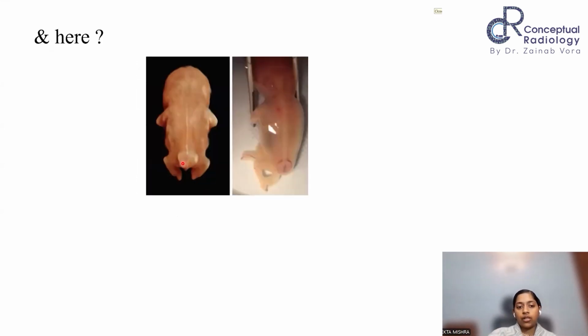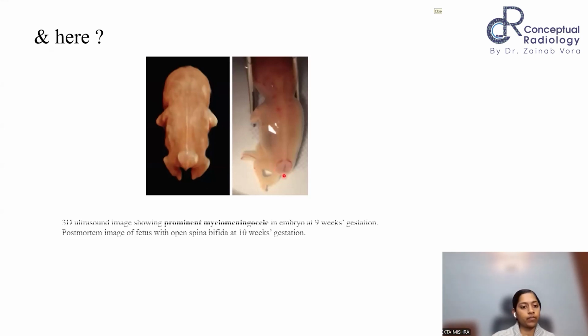Now, a 3D image and post-mortem specimen. This is myelomeningocele, NTDs. This is how NTD looks like. So these are the limbs. This is hardly an 11 weeker, and we can pick it very easily in the 11 weeks. These abnormalities.